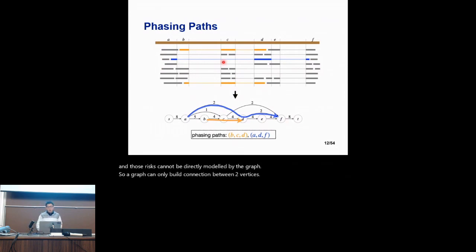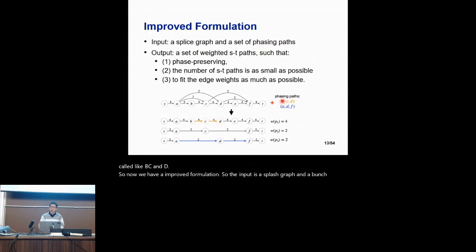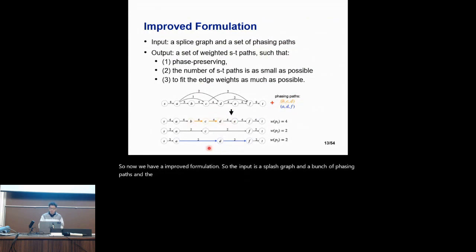So we extract those reads that span more than two vertices and model them as paths in the splice graph. Quite naturally, those two orange reads can be represented as a phasing path B, C, and D. Now we have an improved formulation. The input is a splice graph and a bunch of phasing paths, and the output is the same, a bunch of weighted ST paths.